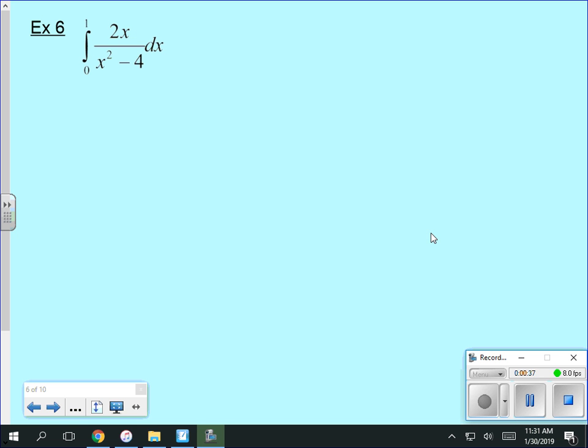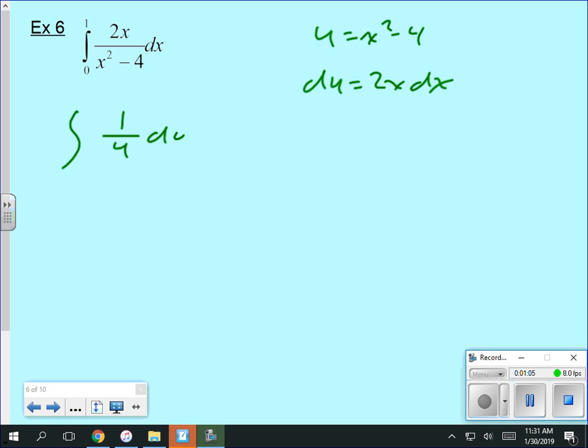But your first thing is you've got to pick a u. What should my u be in this particular case? Yeah, the denominator, x squared minus 4. So I let u equal x squared minus 4, and then du equals 2x dx. That's a fairly straightforward substitution here. I now have the integral of 1 over u du.